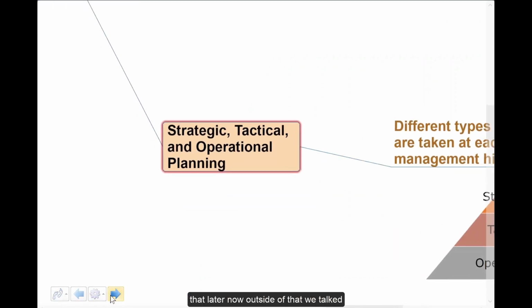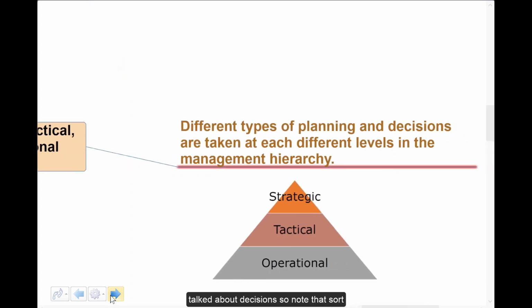More of that later. Now, outside of that, we talked about information, and indeed, we talked about decisions. So note that different types of planning and decisions are taken at different levels in the management hierarchy. If you're working at the moment, I would guess that there are several levels or hierarchies within your particular organization. Really strategic at the top, tactical in the middle, think middle level management, and then operational, think functional or shop floor, perhaps day-to-day activities in a manufacturing organization, for example.